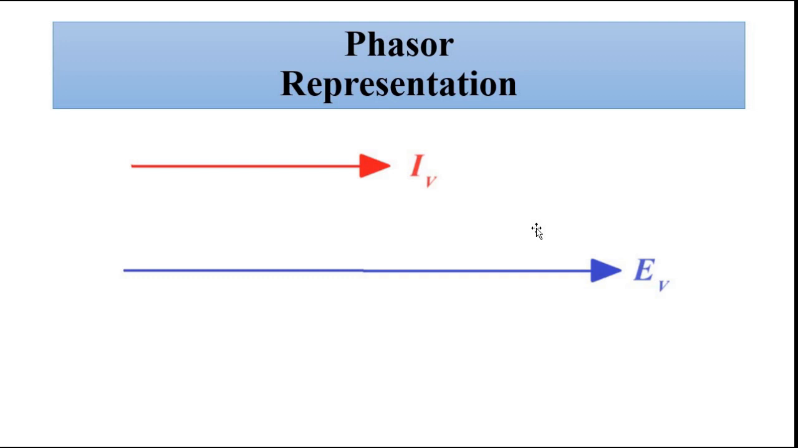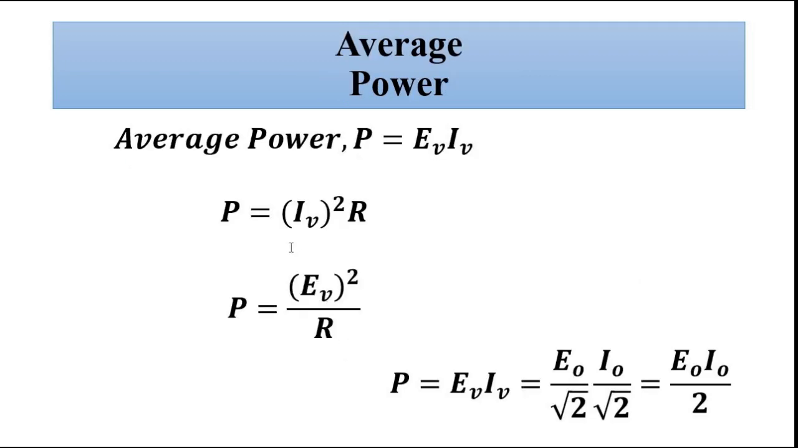Here we are using the virtual value or the RMS values. RMS value is also called the virtual value. You can either write E subscript RMS, or E subscript V, which represents the same thing, the virtual value or RMS value of voltage and current. We represent them with arrowheads which are in the same phase, parallel, as there is no phase difference. That is for a purely resistive circuit.